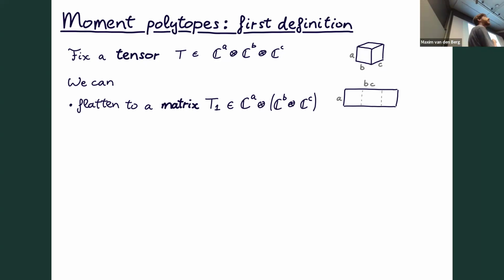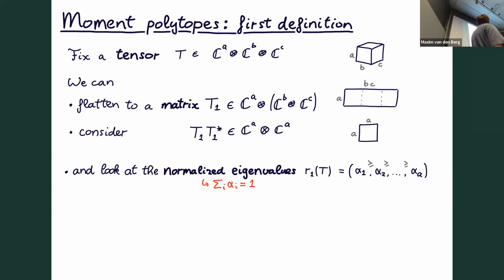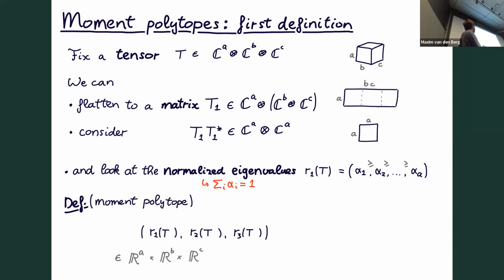I now take this matrix and multiply it with its own conjugate transpose to get an A by A symmetric positive semi-definite matrix. And then I want to look at the eigenvalues of this matrix. So this is R1, and I want to sort them from big to small. So these are the eigenvalues from big to small, and I want to normalize them so that the sum is 1. That is what this R1 here does. Okay, I can do this in 3 ways, because there are 3 ways that I can group the factors in this case. And this will give me some vector in RA times RB times RC.